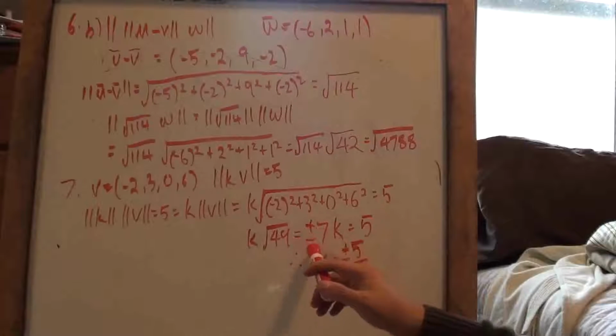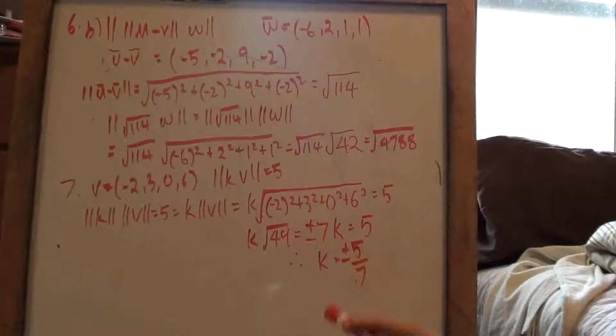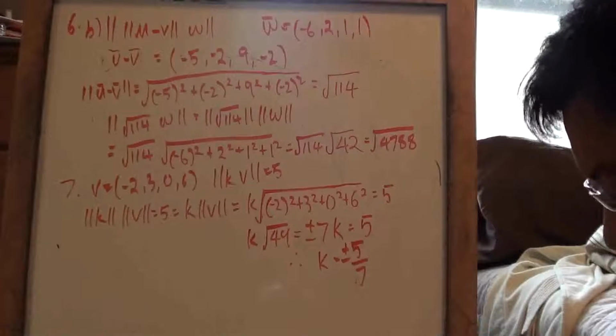So it could be positive or negative, right? If you isolate for k, it is going to be 5 over 7 or negative 5 over 7. So just watch out for the square root thing. Whenever you square root something, that gives you positive or negative, because positive times positive will give you the same thing as negative times negative. Anyway, so that's that. We are going to jump to number 8.